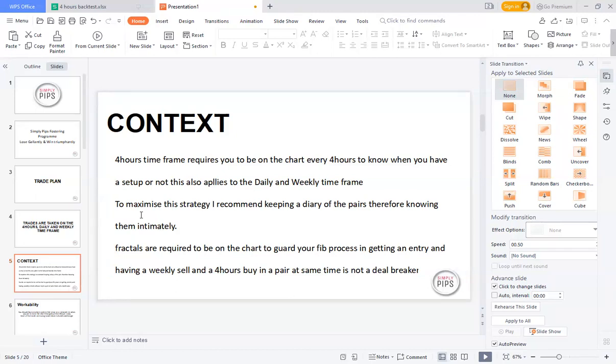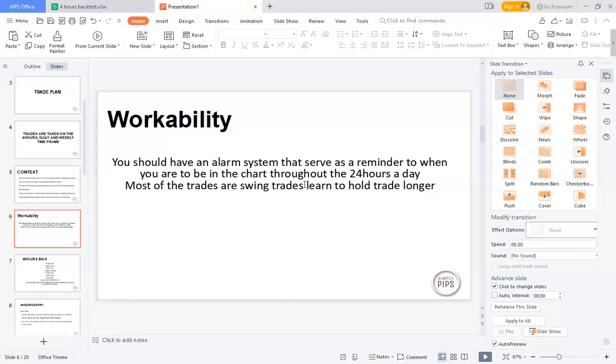They are all in one process to make you know the direction of where the 4 hour trade is going, where you need to be putting your take profit targets, and when you need to have a buy and a sell in the same pair running at the same time. So this is what the strategy entails in terms of the different time frames. In context, the 4 hours time frame requires you to be on the chart every 4 hours to know when you have a setup or not. This also applies to the daily and weekly time frame, just like I said.